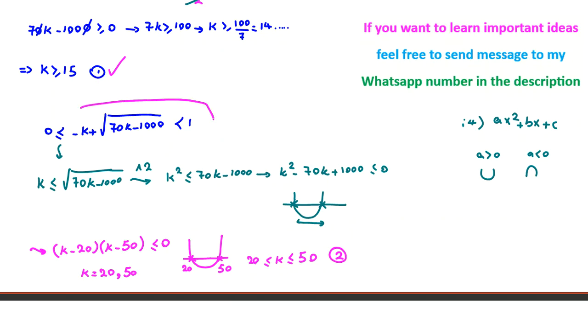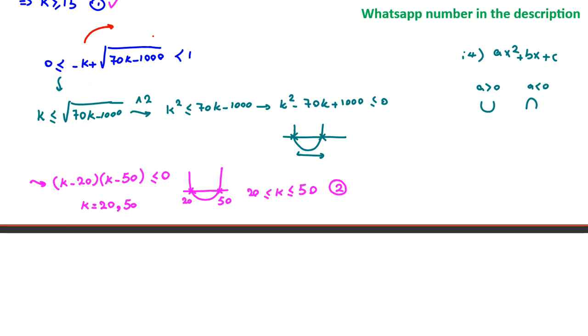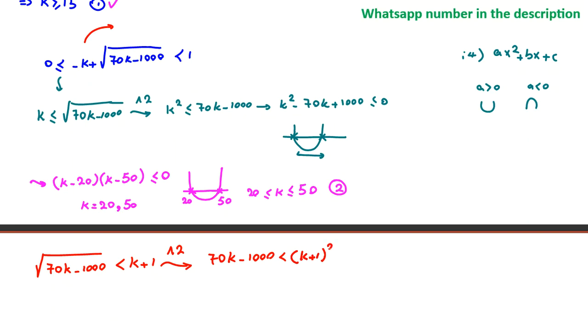Now one part is left, this one. We should analyze under what condition this part is correct. So again, for this one, we take negative k to the right side, it will be plus k, so root of 70k minus 1000 less than k plus 1. Now both sides are non-negative numbers. We can raise both sides to the power of 2. So the left hand side is 70k minus 1000, and the right hand side is k plus 1 squared, so it will be k squared plus 2k plus 1.